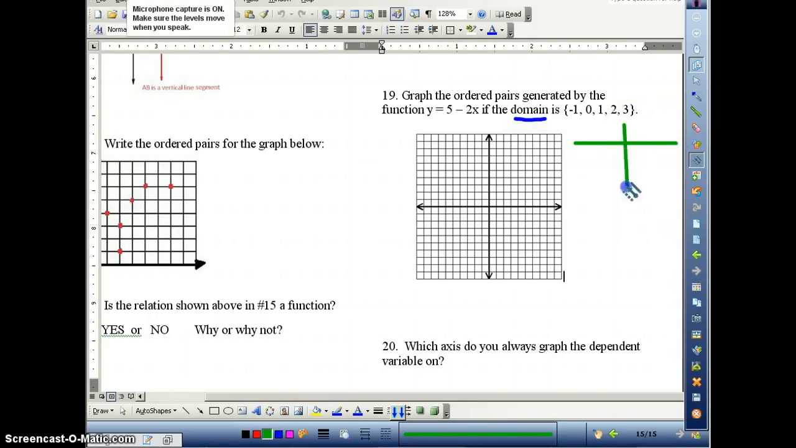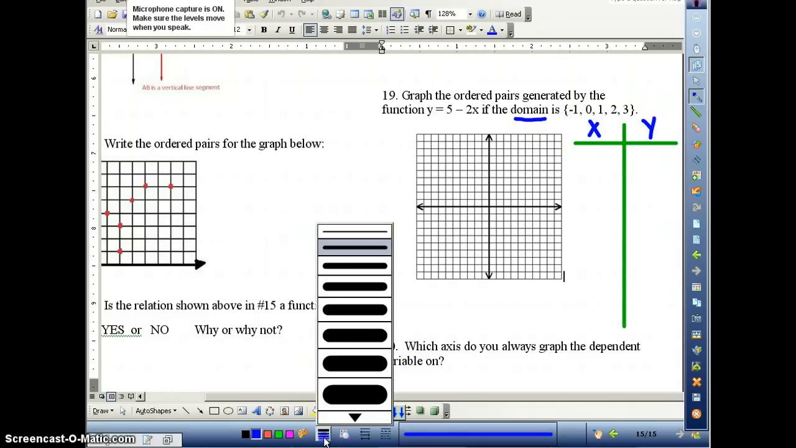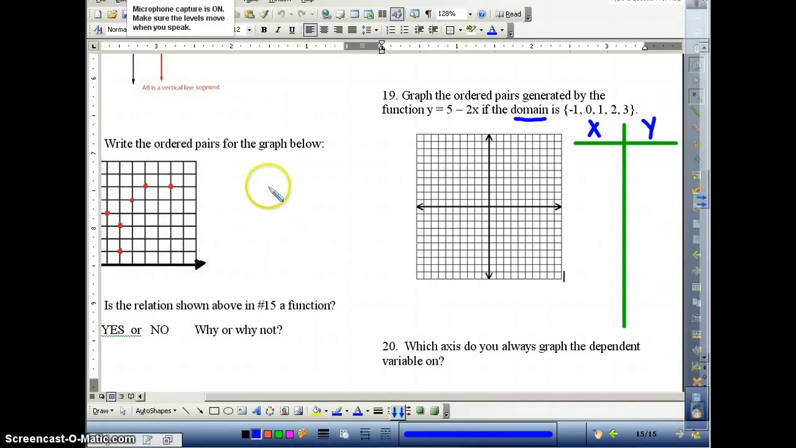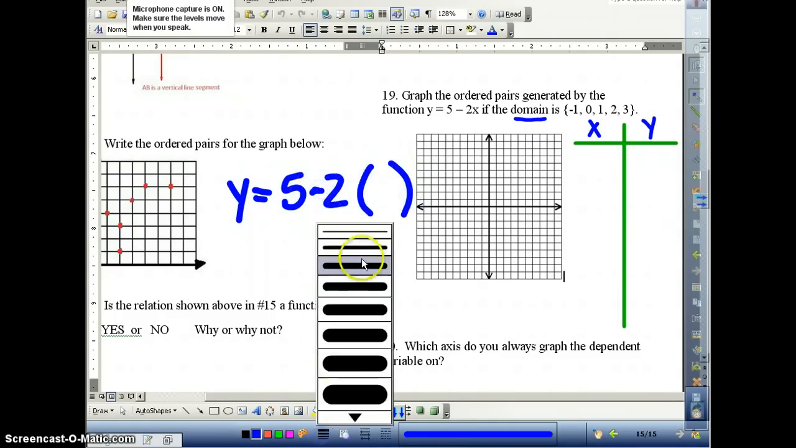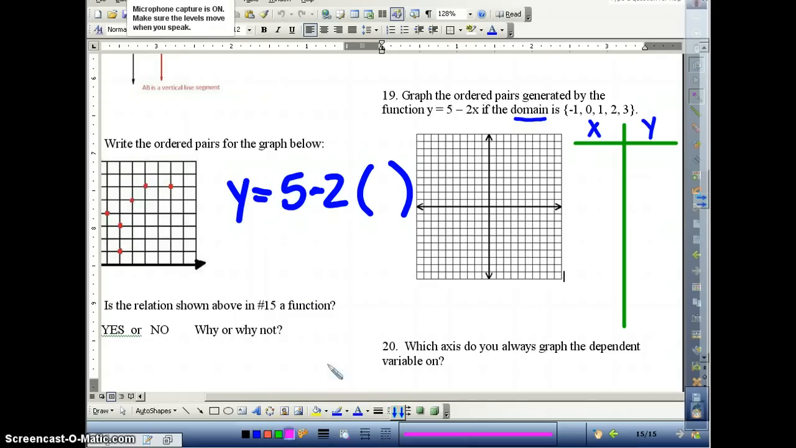So let's create a little xy table of ordered pairs, and then we can graph it, x and y. And the equation is y equals 5 minus 2 times your x value. All right? So our first x value we're going to pop in is -1. That's what they tell us our domain is: -1, 0, 1, 2, and 3. So let's put in a -1 here.